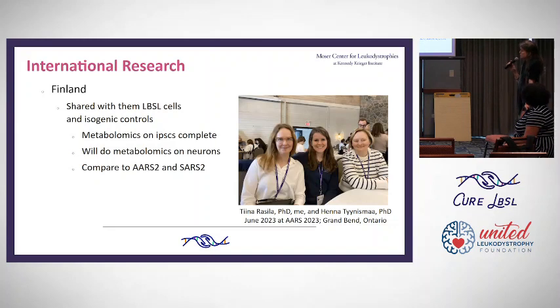And so they have patients' cells for RARS2 and SARS2. And then I shared with them 3 DARS2 patient lines and their isogenic controls. And so what they're doing now is working on developing and differentiating these cells into neurons and doing metabolomics on them. So they've already completed metabolomics on the iPSCs, and the goal is to sort of work with us to see what these changes might mean for LBSL and for DARS2, and then also to compare those to RARS2 and SARS2 to see if we can find some overlapping similarities in the function and dysfunction of these cells.